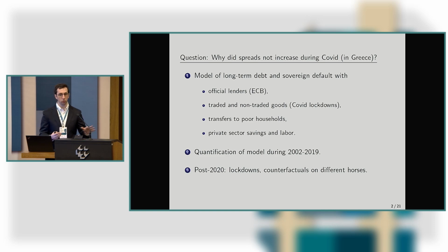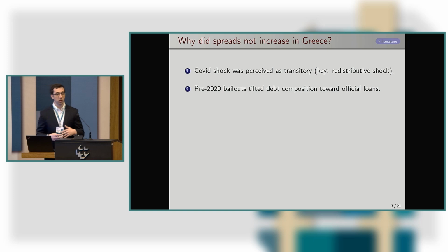And then we're going to go to 2020. We're going to put lockdowns into the model, and we're going to run a wide variety of counterfactuals to assess, well, if this other thing had been different, if the ECB had not intervened, for example, how much higher would spreads have gone? So, a quick preview of the results.